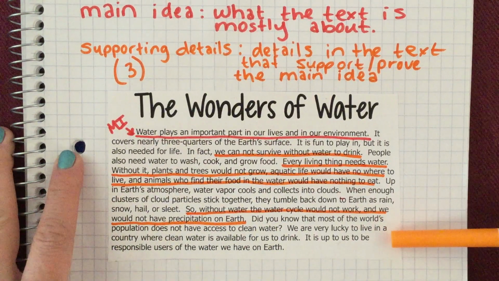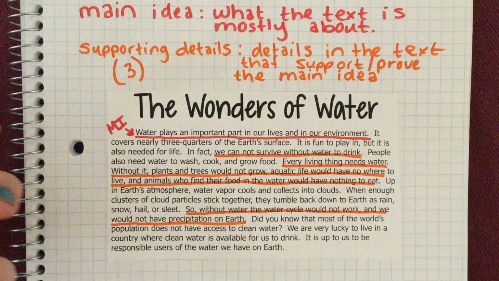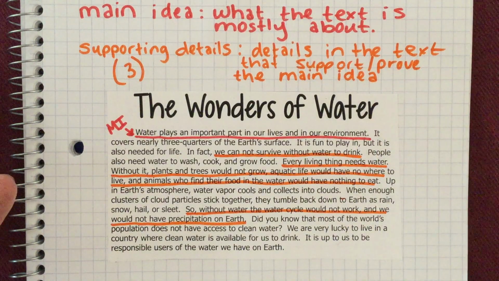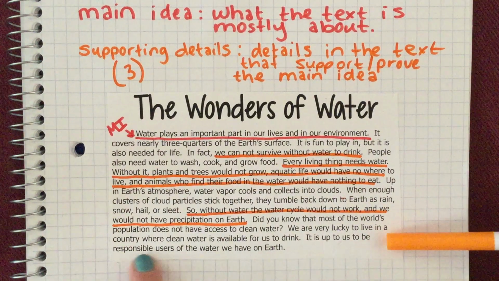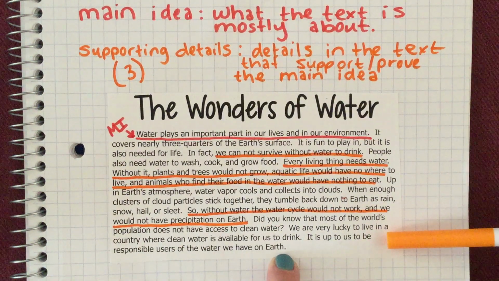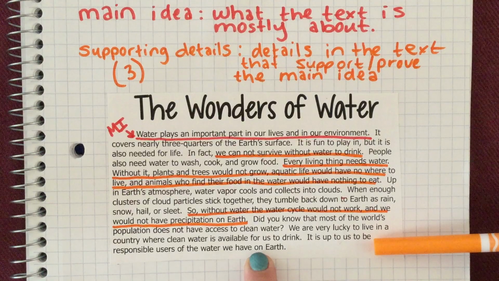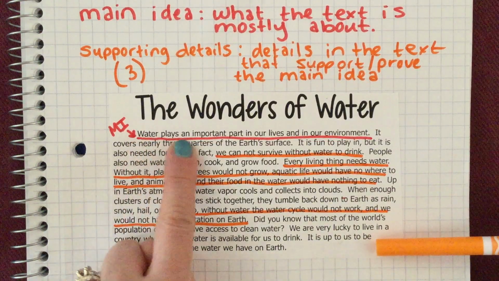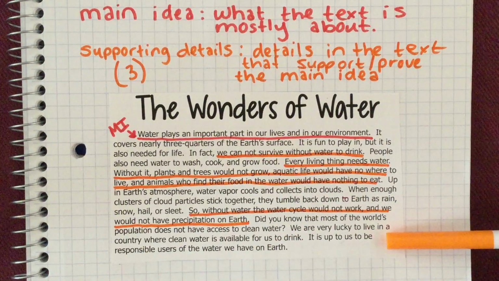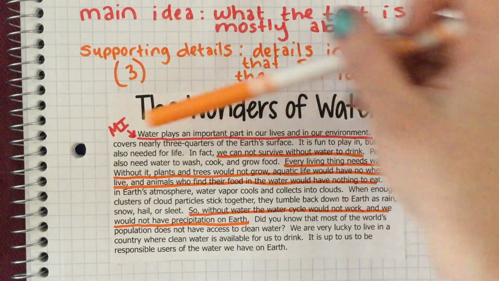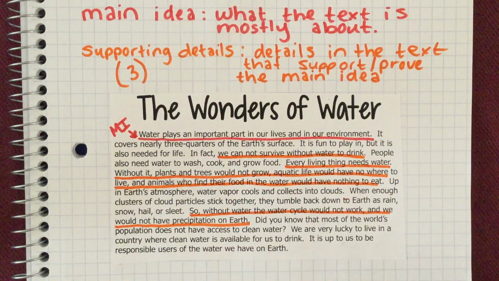The author is trying to tell us kind of how he or she feels about living in America. But again, what if you don't live in America and you're reading this article? Does that support our main idea? It sure doesn't. And then the last one: it is up to us to be responsible users of the water we have on earth. Now, as much as I believe that that sentence is true, does that support our main idea? Water plays an important part in our lives and our environment. It doesn't. It's telling us that because water plays an important part in our lives and our environment, it's up to us to be responsible users of the water we have on earth.